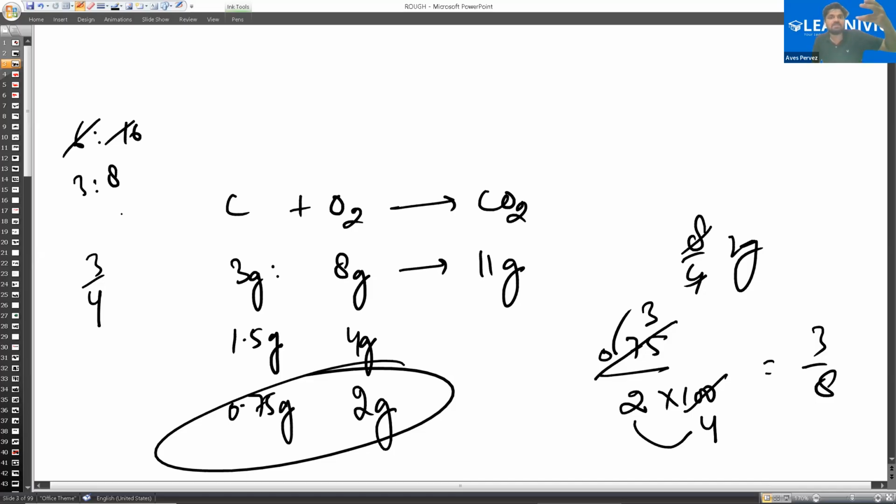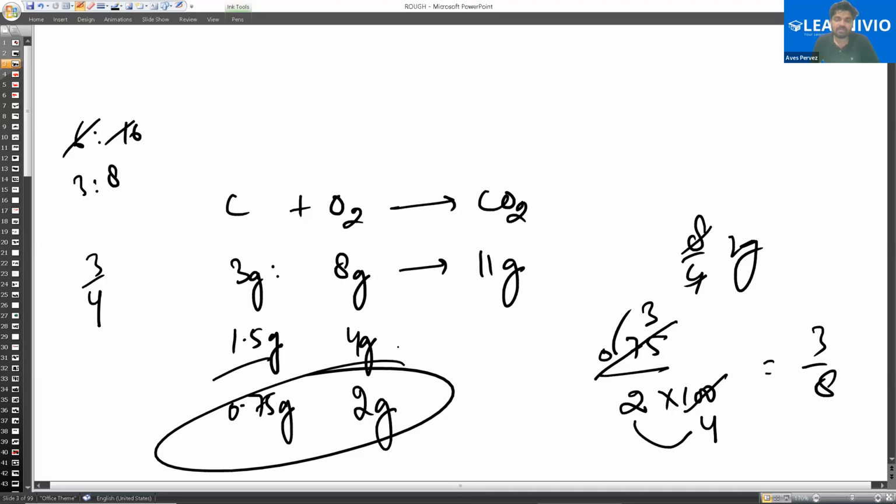The numbers can change, but you cannot say that for every 3 grams of carbon there are billions of carbon atoms. You can react 1 carbon atom also with 1 molecule of oxygen. It is not necessary. 1.5 gram is having millions of carbon atoms. This is the ratio. 3 is to 8 is the simplest ratio, and a ratio should not be written in decimals. But it does not mean that we cannot take 0.75. We can take 0.75 gram of carbon, and for 0.75 gram of carbon we require 2 grams of oxygen accordingly.